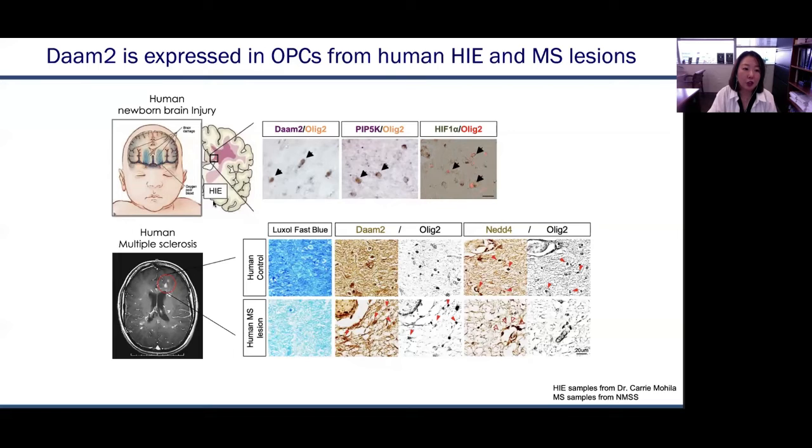And not only the newborn baby sample, we also looked at human MS patient samples. It is a little bit hard to see, but we have a quantification for publication purposes. TEM2 expression is significantly increased in the oligodendrocyte lineage. So we always first look at gene expression from the disease angle. If they are expressed, then we try to manipulate them in the mouse model.